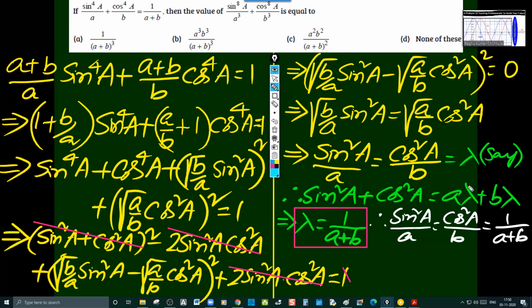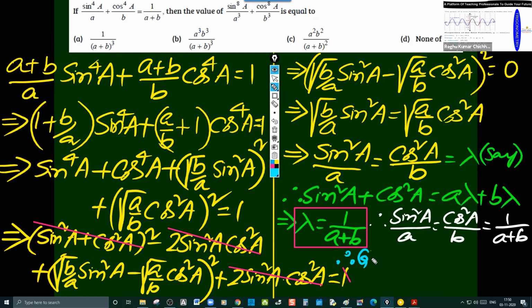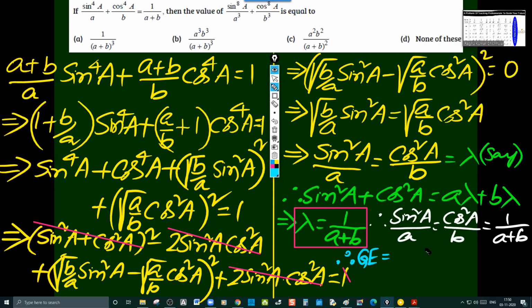Sine 8 power A by A cube plus cos 8 power A by B cube. Yeah, you're right. I'm writing it as the given expression. Given expression is this. Come on, tell me. Instead of sine square A, what can be written?